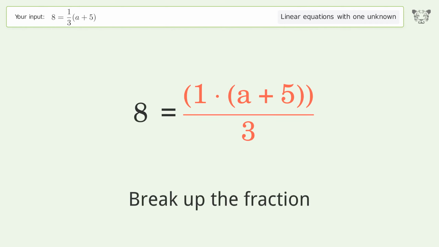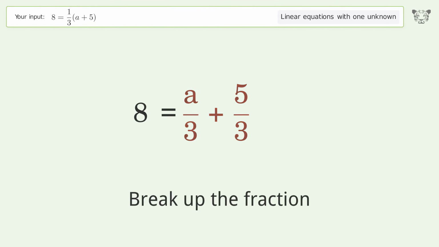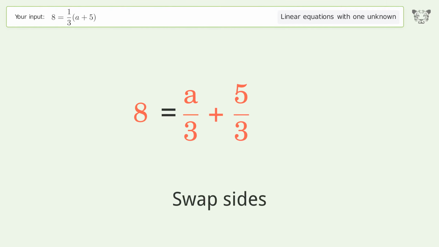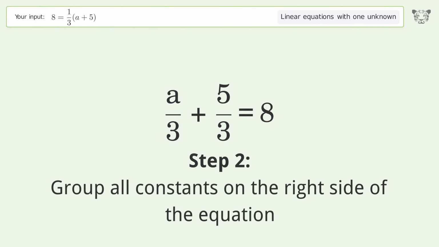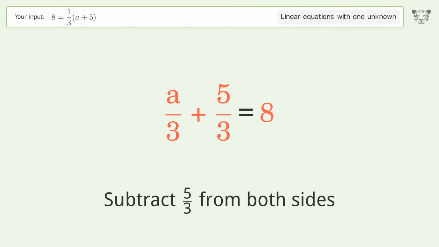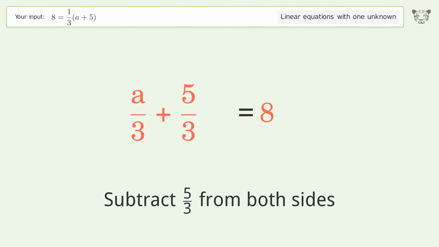Break up the fraction. Swap sides. Group all constants on the right side of the equation. Subtract 5/3 from both sides.